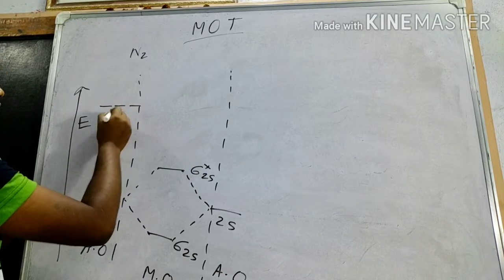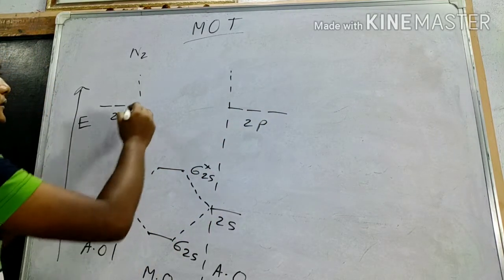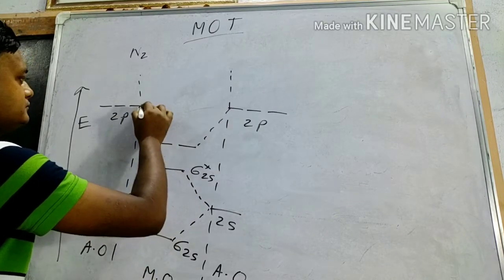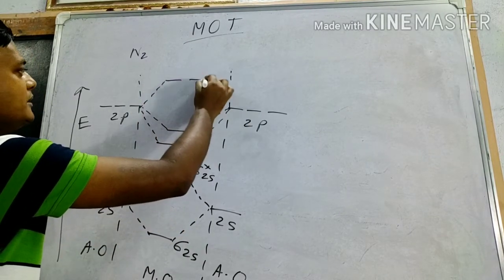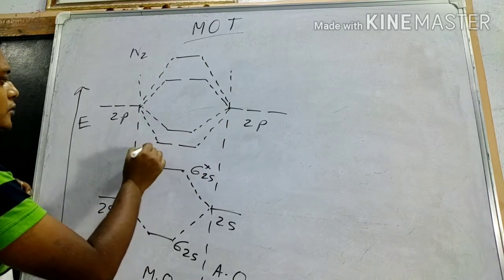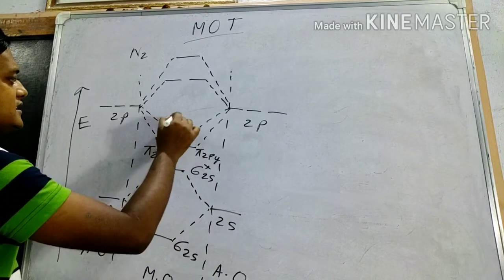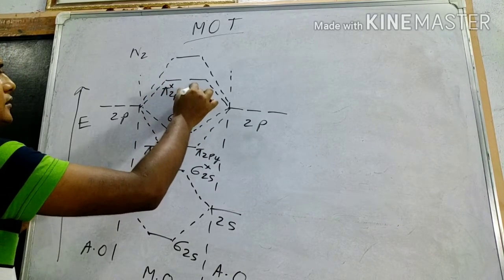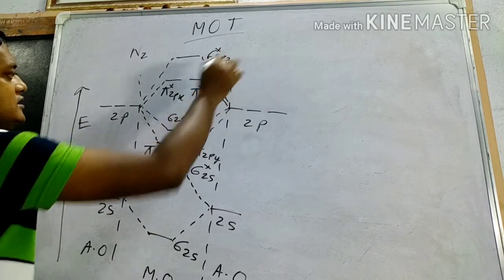Now the three 2p orbitals combine to form molecular orbitals. You have to remember that energy order. This one is pi 2px, pi 2py. This one is sigma 2pz, pi star 2px, pi star 2py, sigma star 2pz.